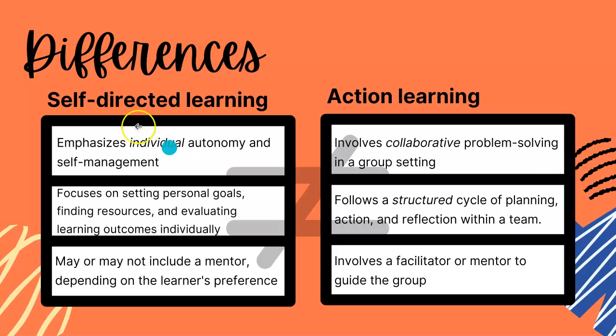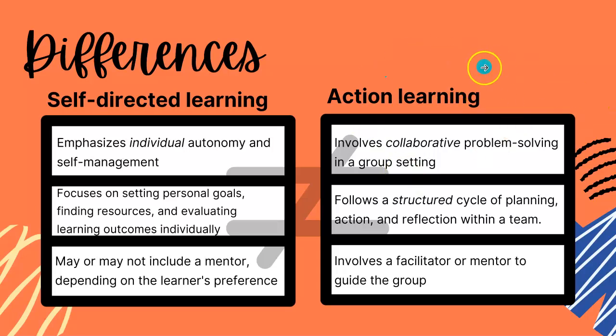Moving on to the differences, over here we have self-directed, over here we have action learning. Self-directed emphasizes individual autonomy and self-management. It focuses on setting personal goals, finding resources, and evaluating learning outcomes individually. It may or may not include a mentor depending on the learner's preference. So again, this is all self-led. It is up to them how their learning will go and what will happen with their learning.